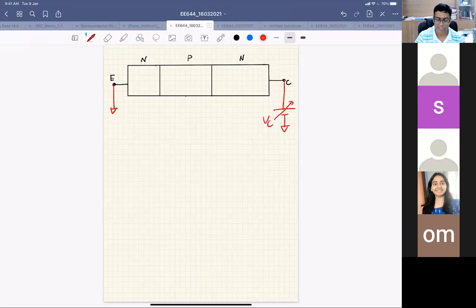You go on increasing VC, and you see at what point you have IC. So basically, this is your IC current and IE current, right? So you go on increasing your collector voltage. At some point, there will be high collector current flowing. That voltage is your BVCBO, right?